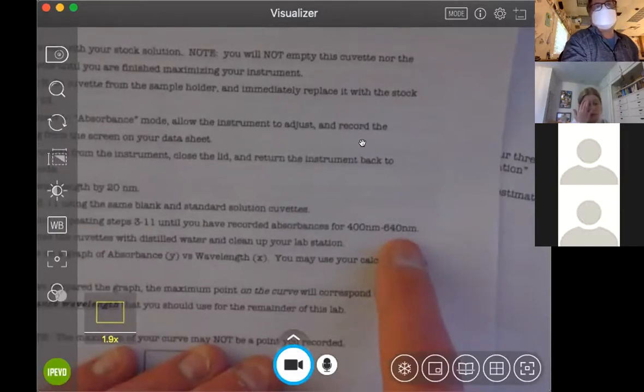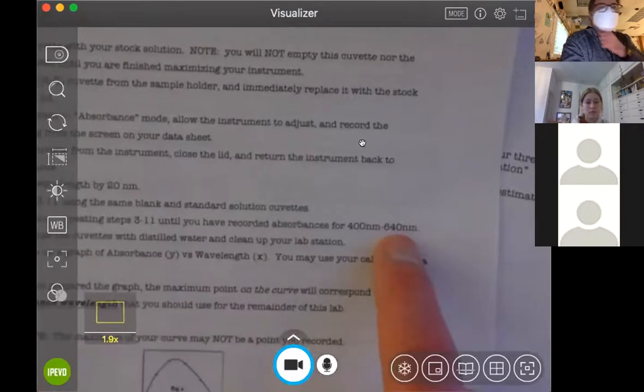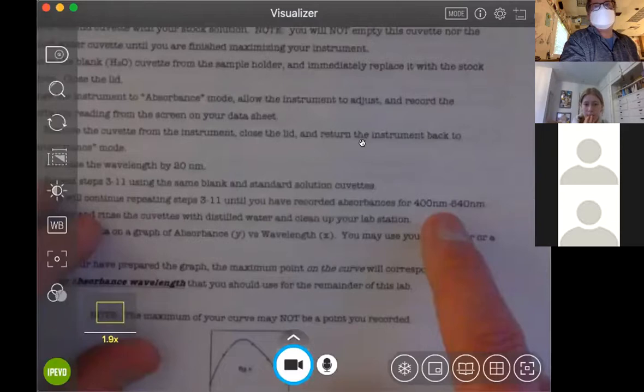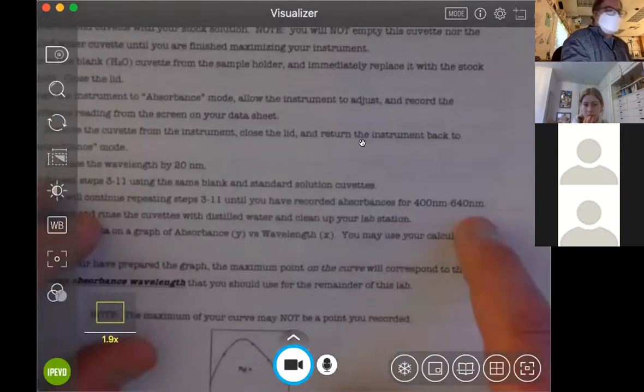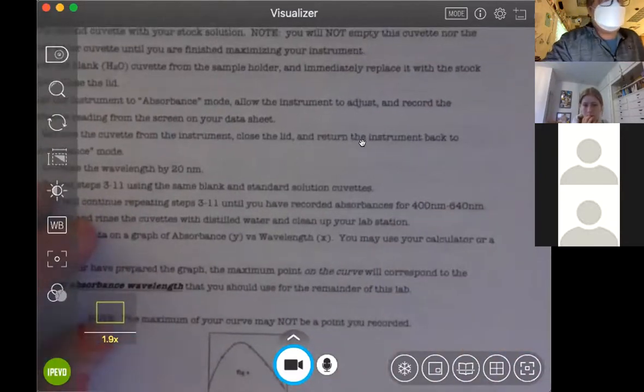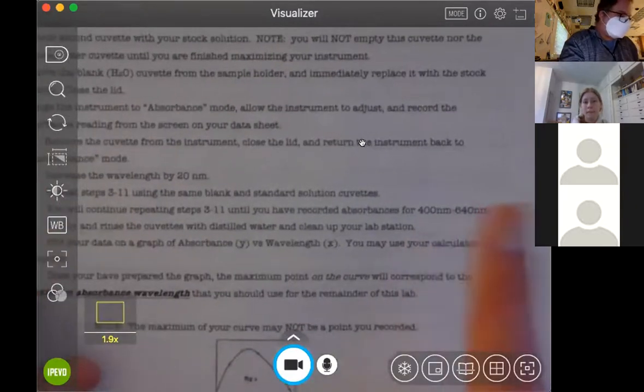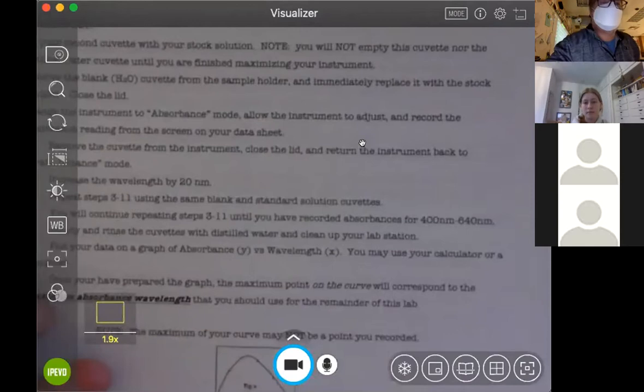You can see that you can only go up to 640 from it. So you'll start at 400, you'll go up to 640. Some of these machines may not even be able to go up to 640. But that's with just your original solution.